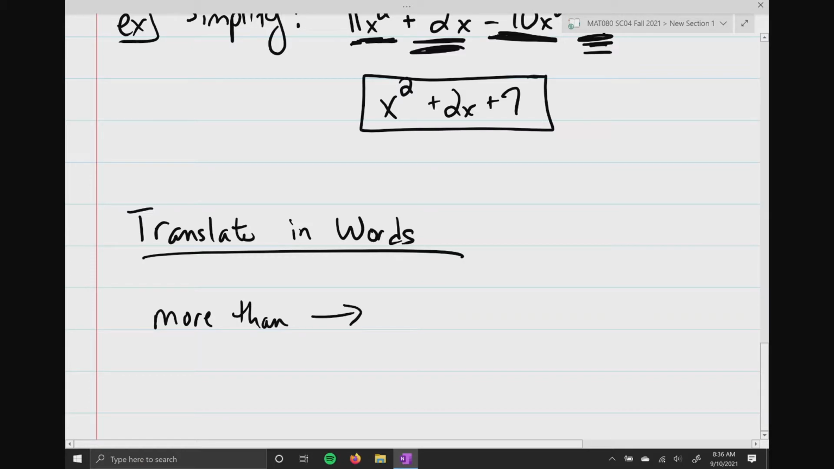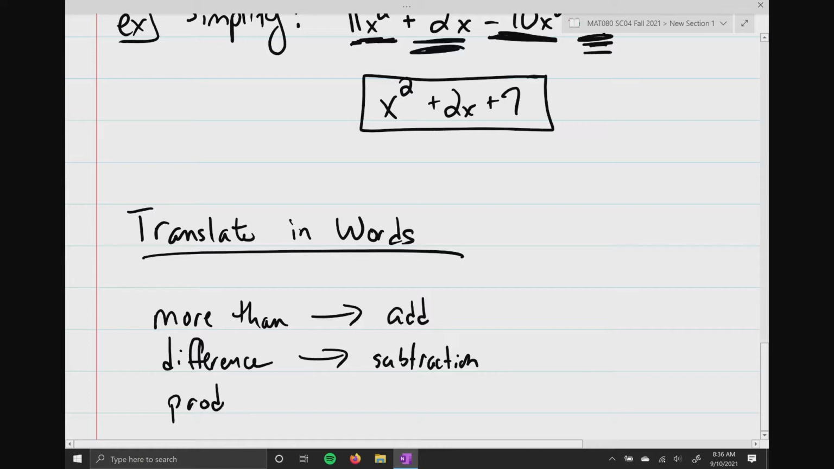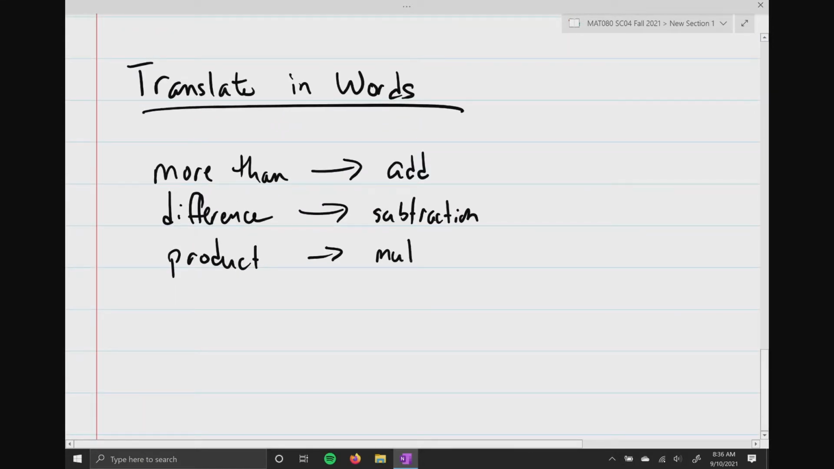What does more than imply? What operation? Good. Kind of gave you the answer there. What's difference imply? Subtraction. Very good. What about a product? Multiply. Good. What about quotient?